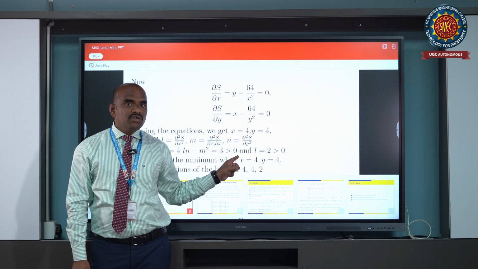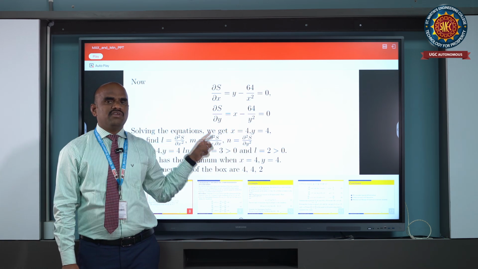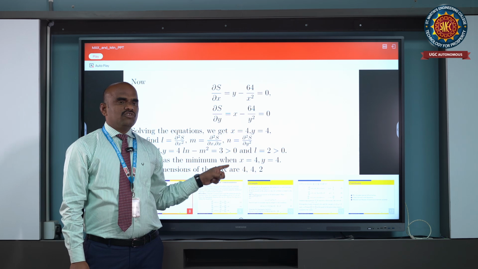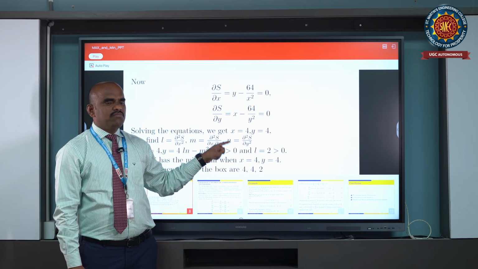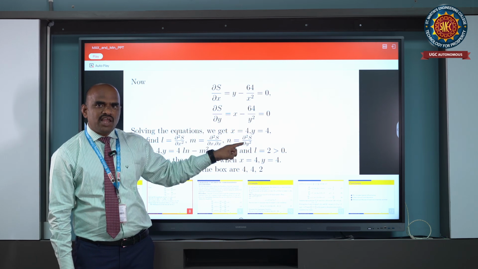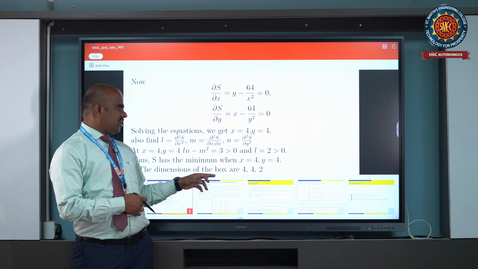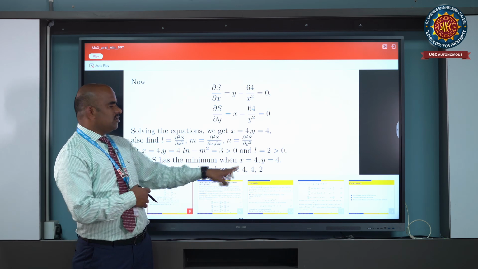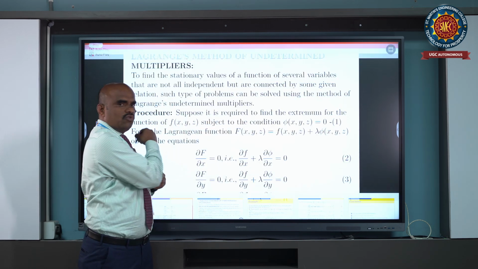What is the L value? L is equal to 2, it is positive. Therefore, at this point the function will have the minimum value. So here we have got only two values of the two variables x, y. By substituting these x, y values in equation 1, we will get z. So from that we can get the dimensions of the box: x is equal to 4, y is equal to 4 and z is equal to 4.